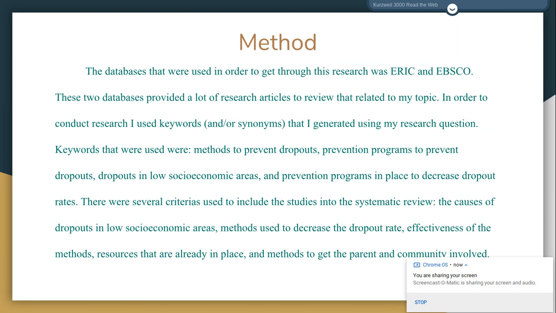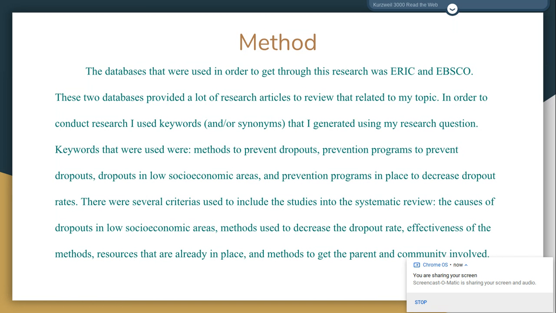Now, the method that I took in order to do my research was I used ERIC and EBSCO. These two databases were easier for me to use because I'm familiar with them. And when you put in different keywords, they shoot out as many articles your way to ensure that you have things to review. So, the keywords that I used were methods to prevent dropouts, prevention programs to prevent dropouts, dropouts in low socioeconomic areas, and prevention programs in place to decrease dropout rates.